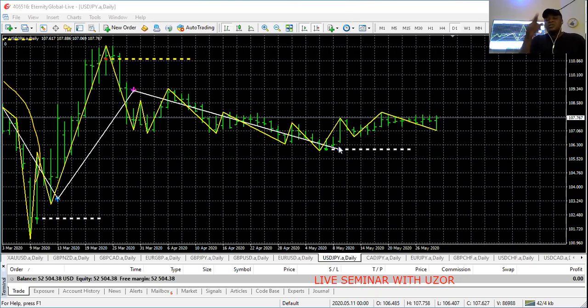So the zigzag has already come down today. So all you need is just to enter that trade. And if you enter that trade, you are in. You are good to go.